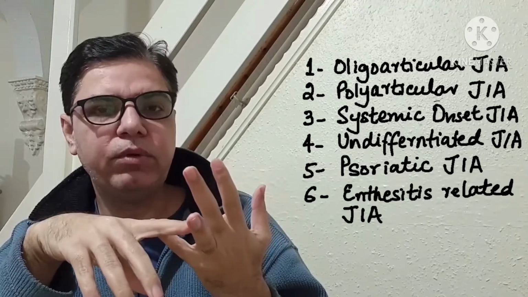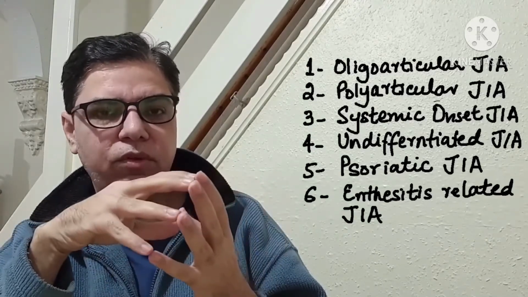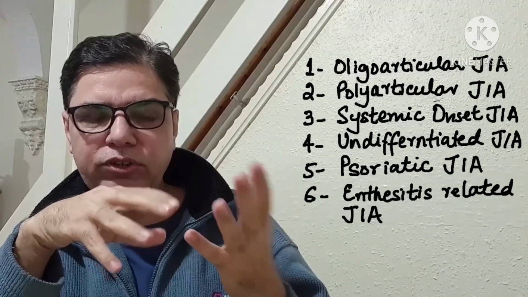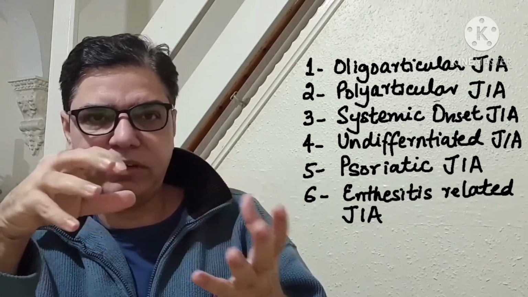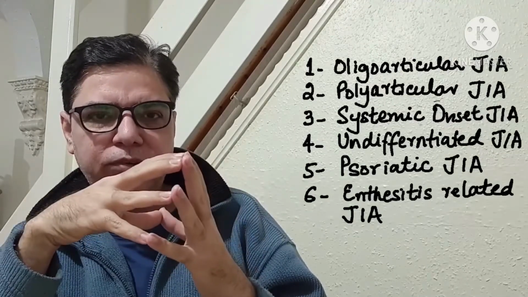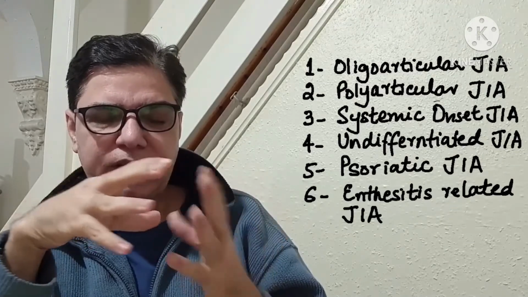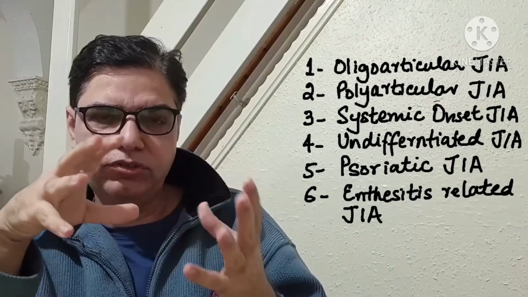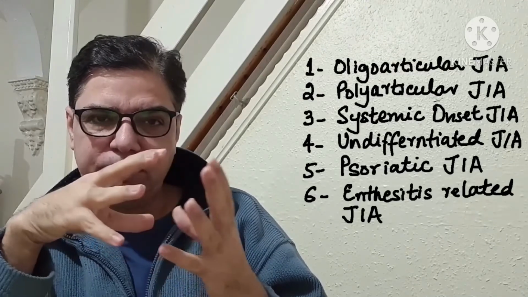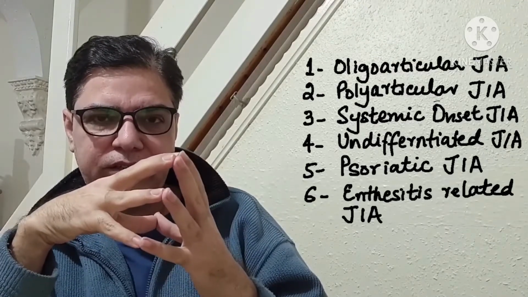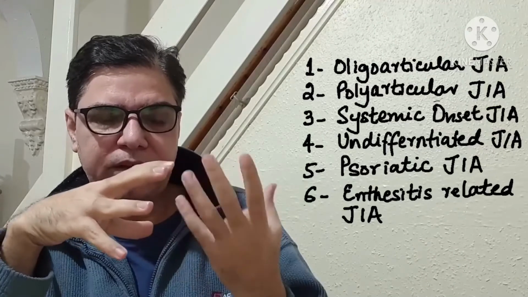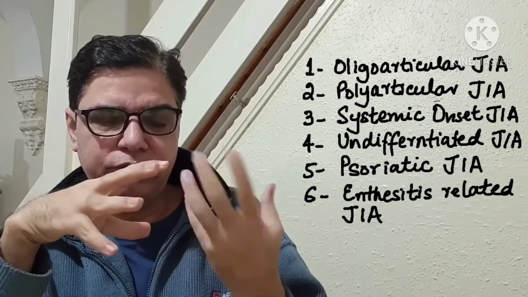There is a polyarticular type of JIA where more than 4 joints are involved. There is the systemic onset JIA where usually one or more than one joint can be involved, but it's usually preceded by systemic symptomatology for some time. There is the undifferentiated juvenile idiopathic arthritis where things are not that clear. And then we have the psoriatic arthritis, which is the arthritis associated with psoriatic changes on the skin as well as on the nails. And last but not the least, we have the enthesitis-related juvenile idiopathic arthritis, in which some of the ligaments, especially the sacroiliac joints and the back ligaments, are inflamed, and there are a lot of issues with the back as well.